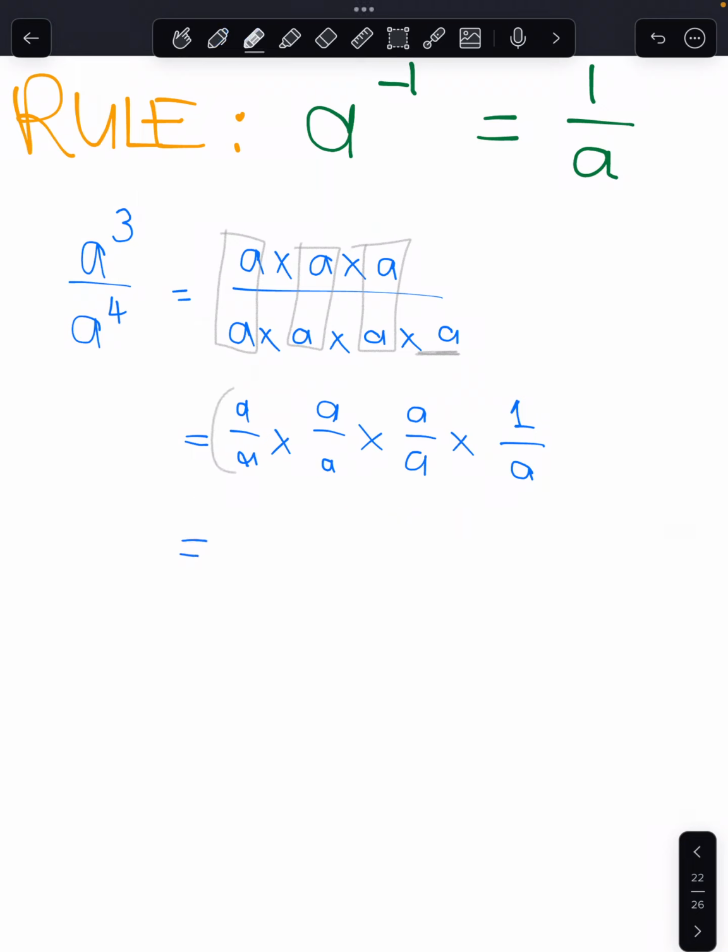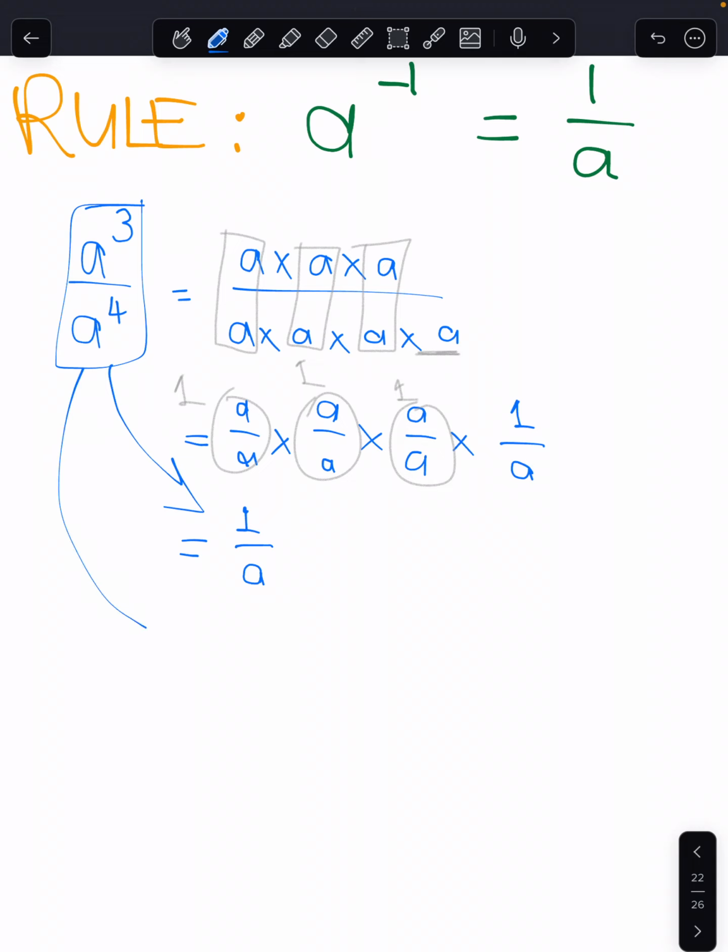Then what happens? This ends up becoming a 1. A over a is 1. A over a is 1. And so effectively what's left is 1 over a. So a to the 3 divided by a to the 4 ends up being 1 over a. But using our division rule, a to the 3 over a to the 4 is the same as a to the 3 minus 4, which gives us a to the negative 1. So we see a hint of that relationship over here.